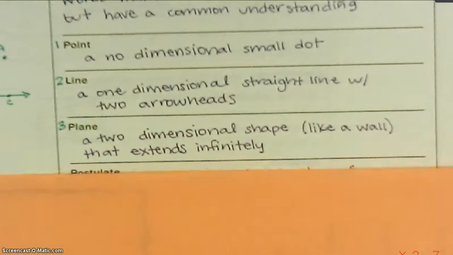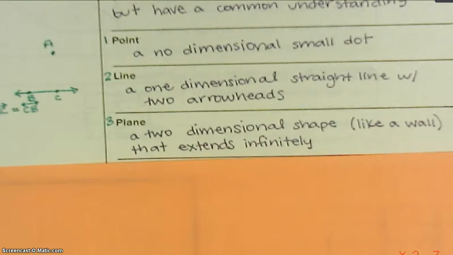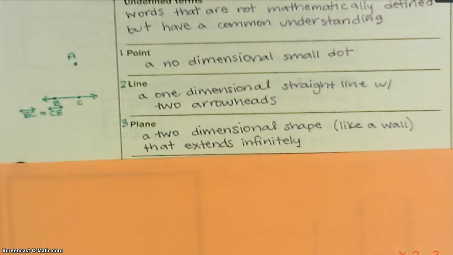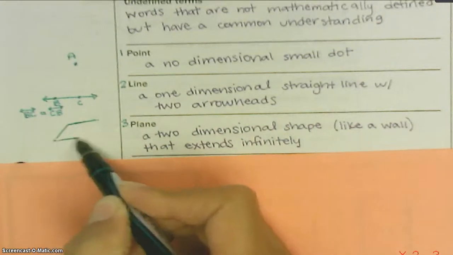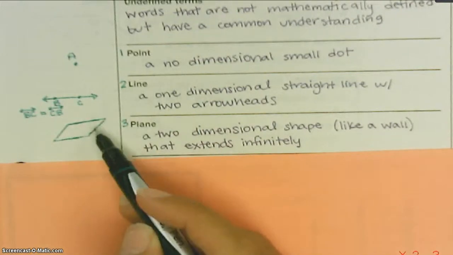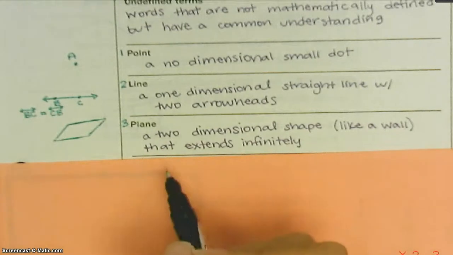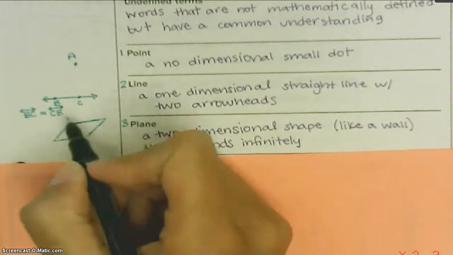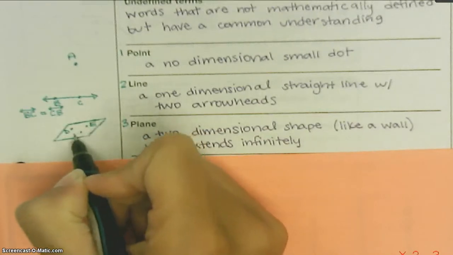So let's talk about a plane here. A plane is a two-dimensional shape like a wall that extends infinitely. So imagine a wall that goes on forever and ever in all directions. That's what a plane is. So I'll just draw mine. Obviously I can't draw anything that goes on forever. But imagine that it goes on forever this way, this way. It doesn't really have a shape, but this is how I'll try to draw it for you. And a plane needs 3 points to name it. So we need to put 3 points on here. Let's go D, E, F.